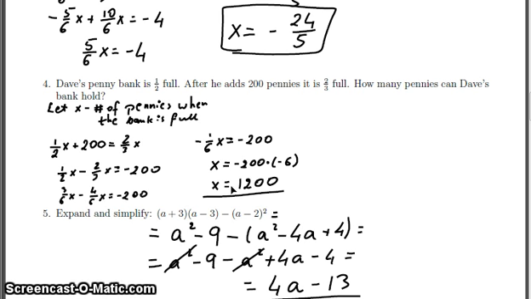So half of x, half of 1200 is 600. 600 plus 200 is going to be 800. So you have 800 on the left. And now 2/3 times 1200 is going to be, well, 1200 divided by 3 is 400. 400 times 2 is 800. So you had 800 on the left, 800 on the right.